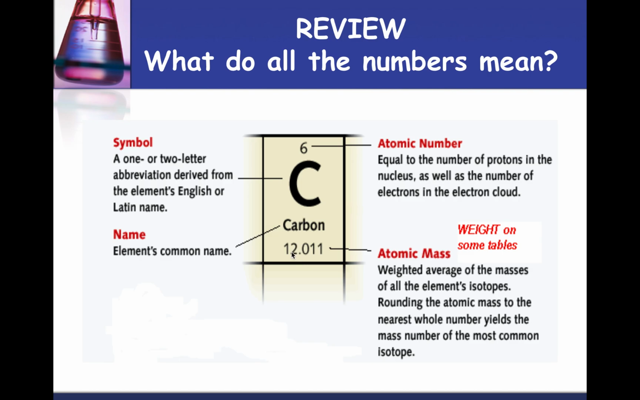In other words, if you look at this, this is very close to 12. 12 minus 6 is 6. That means most carbons have 6 neutrons. But there are some that have 7. If you found all the carbon atoms in the world and averaged them out, this would be the average weight of them all.